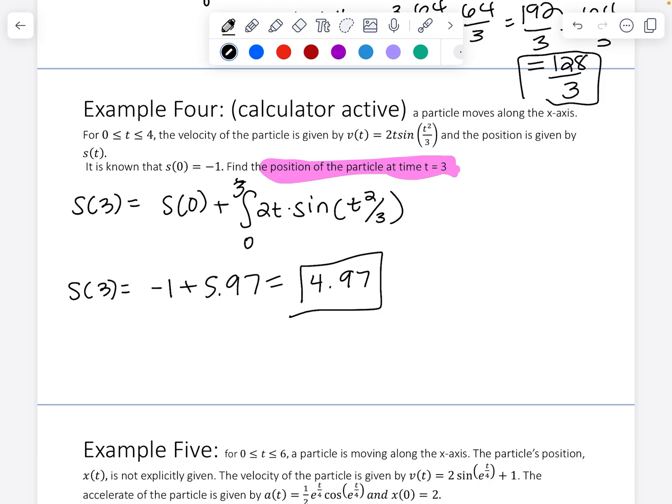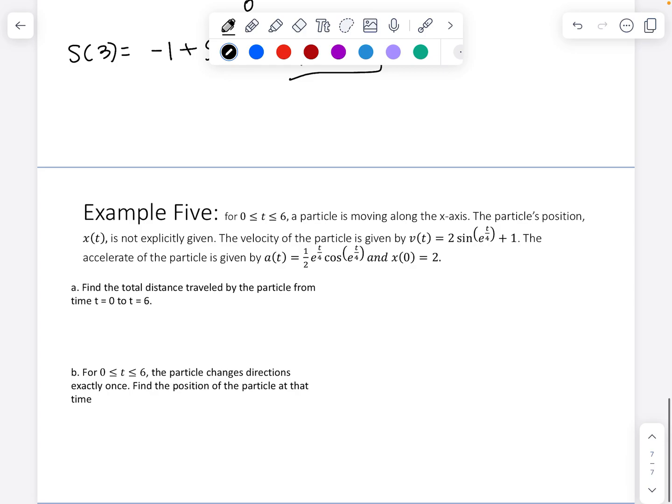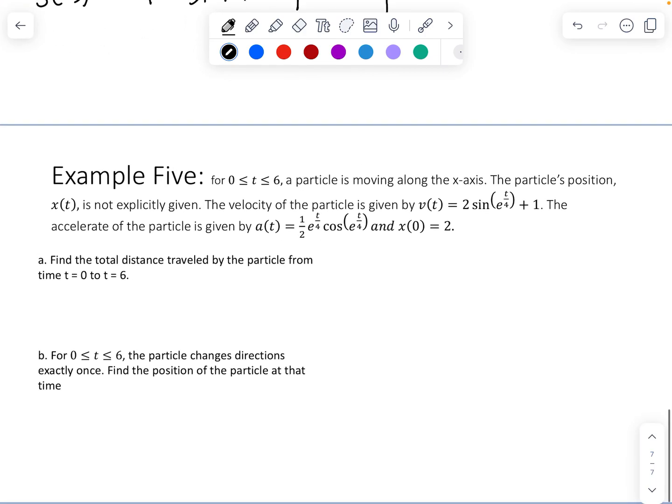We'll do one more. Hopefully this isn't too long. We'll see when I'm done. Okay, last one has 2 parts. It says for 0, which is less than or equal to t, which is less than or equal to 6, a particle is moving along the x-axis. The particle's position, x of t, is not explicitly given.